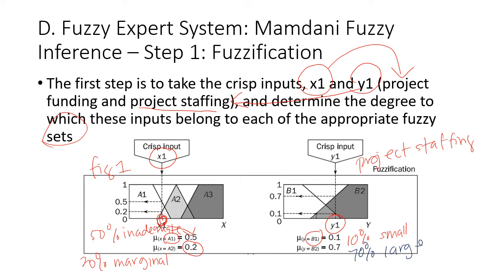So the values here are, first, x1 has the value of 0.5 in the membership degree of set A1 and 0.2 in the membership degree of A2, and y1 has the value of 0.1 in the membership degree of B1 and 0.7 in the membership degree of B2. So the value of x1 is both inadequate and marginal, and the value of y1 is also both small and large.